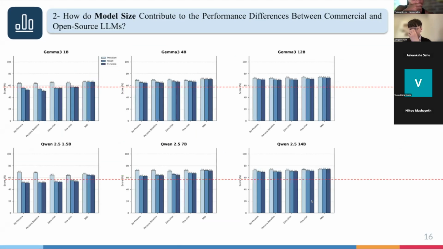Given these findings, we investigated whether the model size impacts the effectiveness of prompting strategies, because so far we just used 7 billion models. So we expanded our experiments to include two open source LLMs, Gemma 3 and Qwen 2.5, testing each across three different model sizes, from 1 billion and 4 billion to 12 billion. We observed a consistent trend across all models.